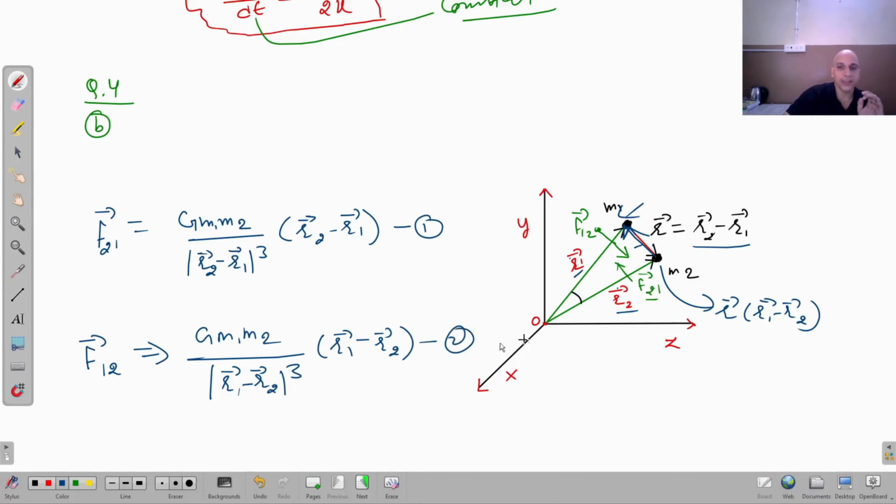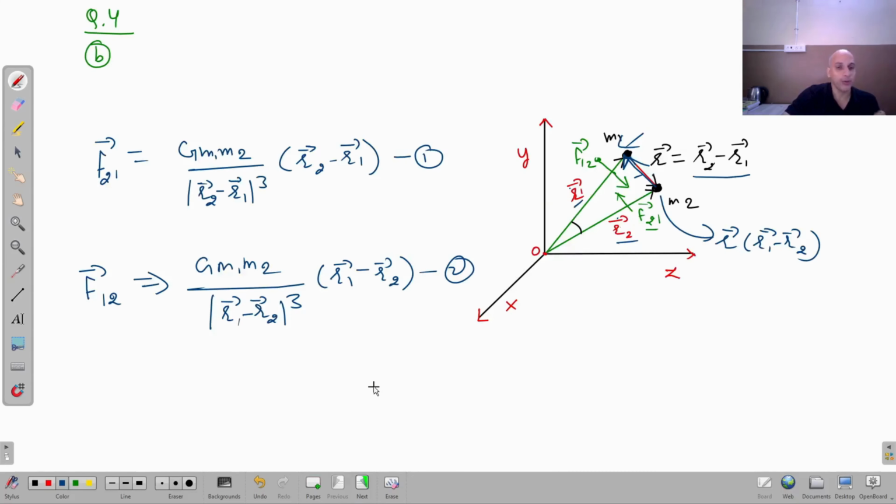Now if we look at the magnitude, we know the magnitude of this vector is always equal whether we write r2 minus r1 or r1 minus r2. No change. But if we look at the vector r2 minus r1, then obviously it will be the negative of r1 minus r2.